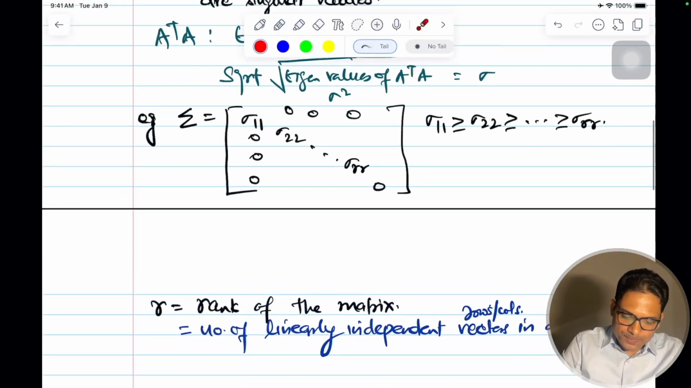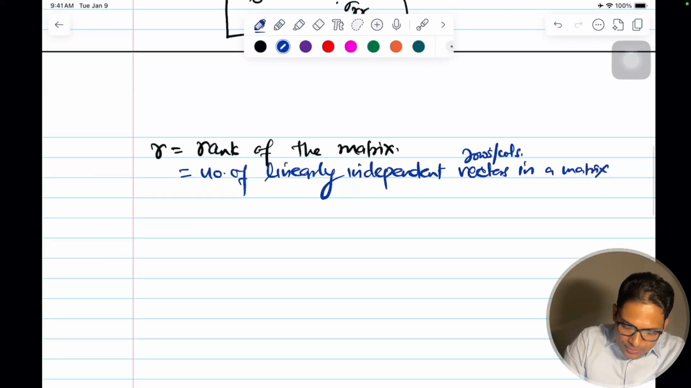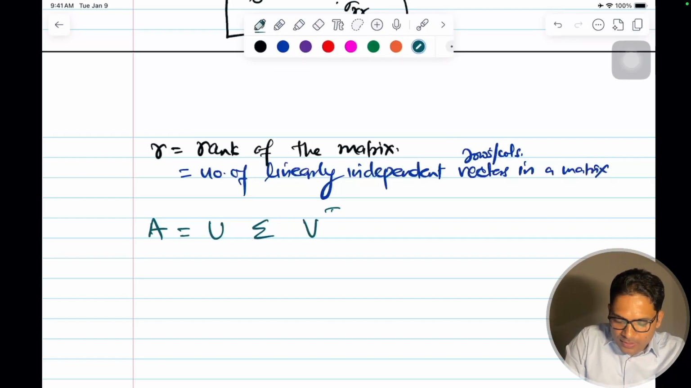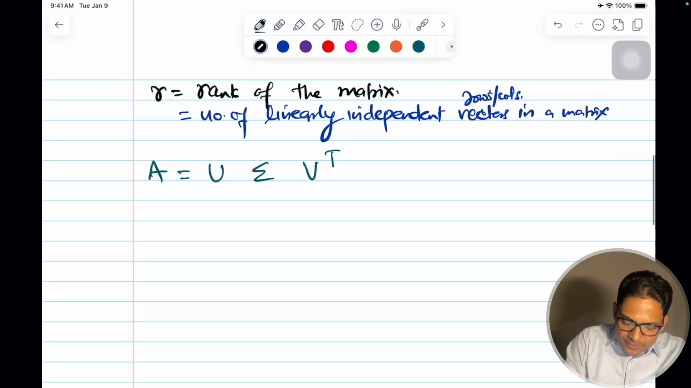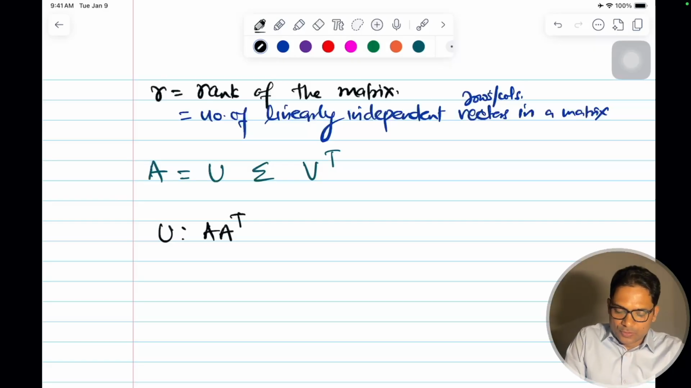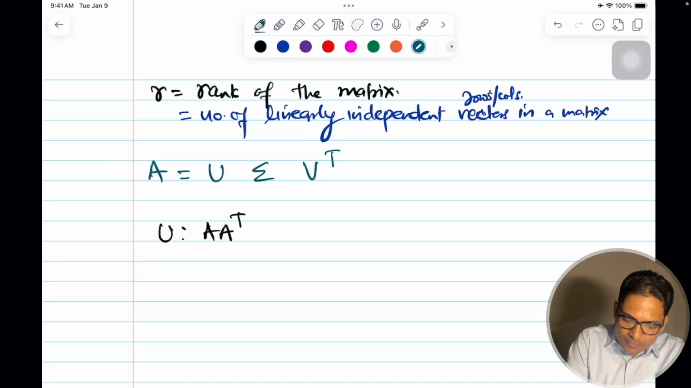So why is this? Let's see the dimensions. This is A, where A is equal to U sigma V transpose. U comes from A A transpose. Assuming A is M cross N, A A transpose is M cross M. So U will be M cross M.